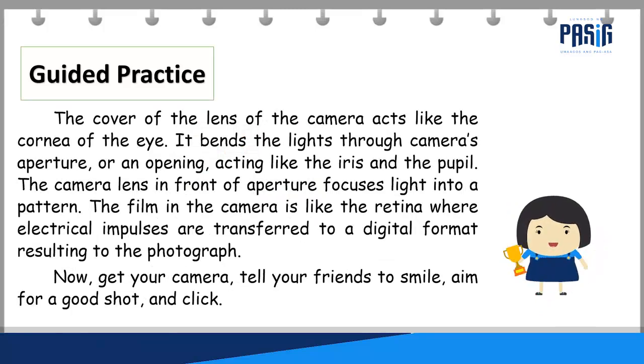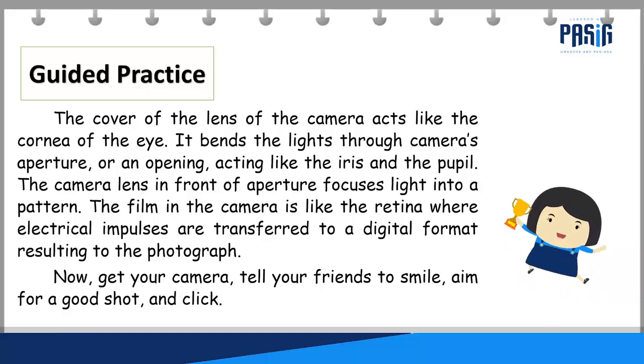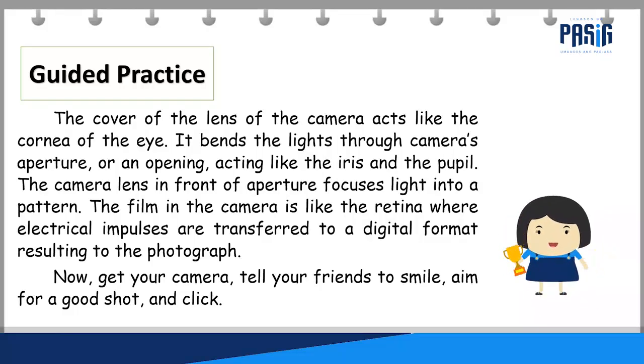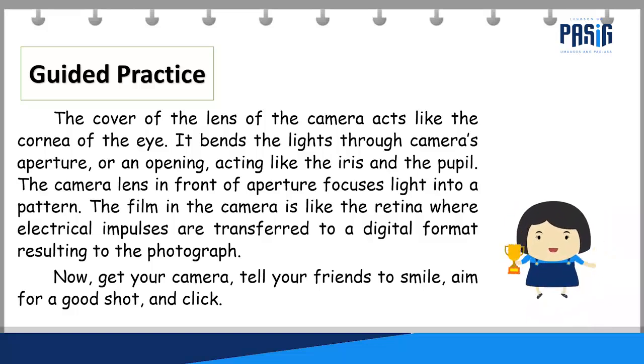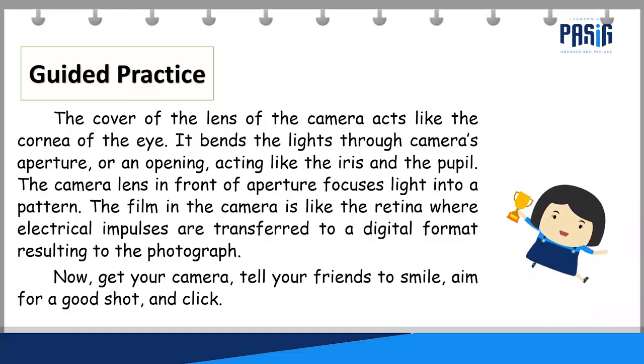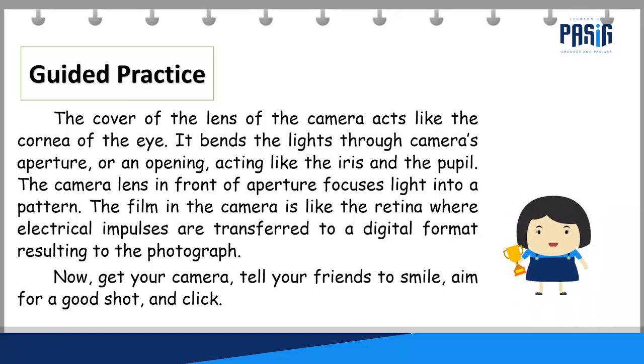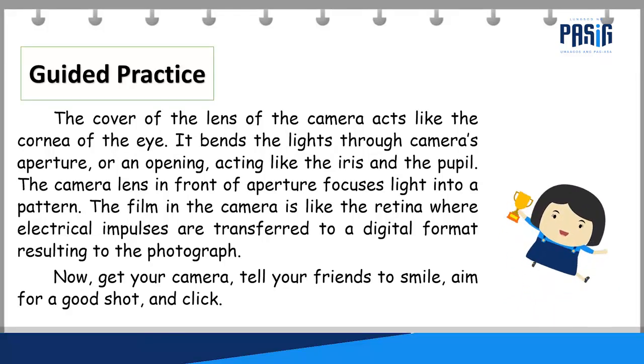The cover of the lens of the camera acts like the cornea of the eye. It bends the lights through the camera's aperture, or an opening, acting like the iris and the pupil. The camera lens in front of the aperture focuses light into a pattern. The film in the camera is like the retina, where electrical impulses are transferred to a digital format, resulting in the photograph. Now, get your camera. Tell your friends to smile, aim for a good shot, and click.